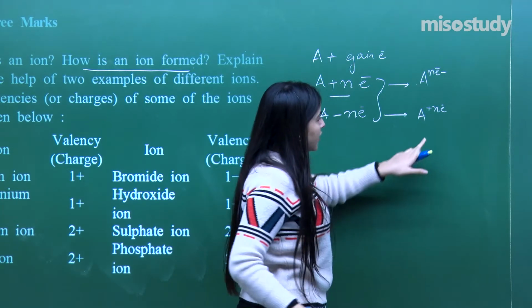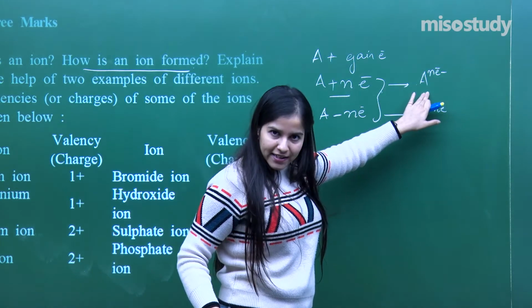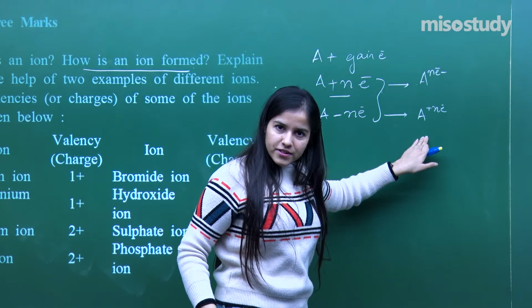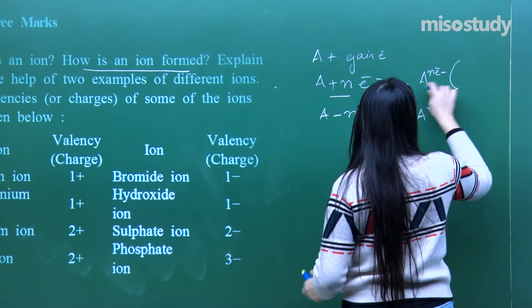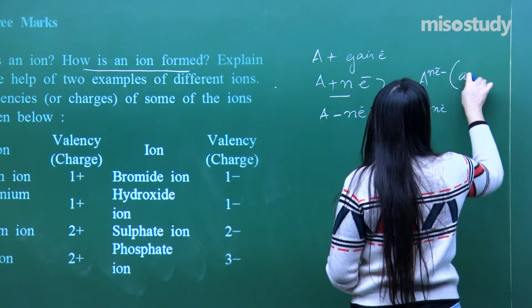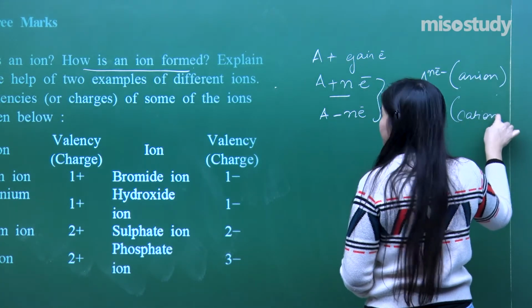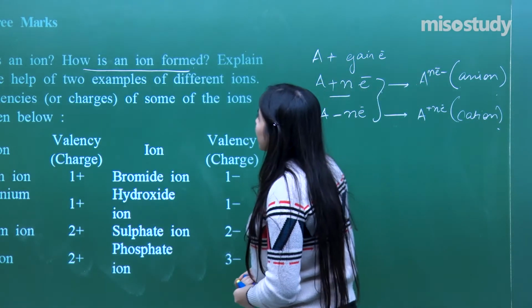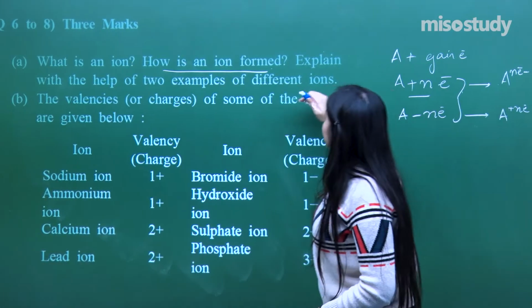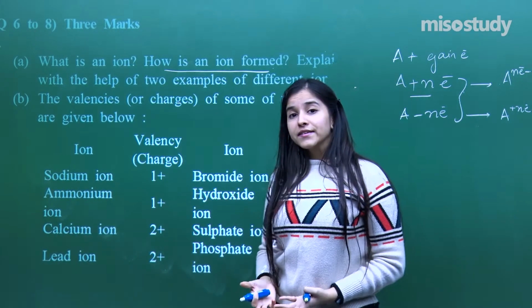So in both of the cases, one is the negative ion which is formed, another is the positive ion which is formed. The negative one is known as the anion, whereas the positive one is known as the cation. So, explain with the help of 2 different examples. Yes, I can give examples as well.